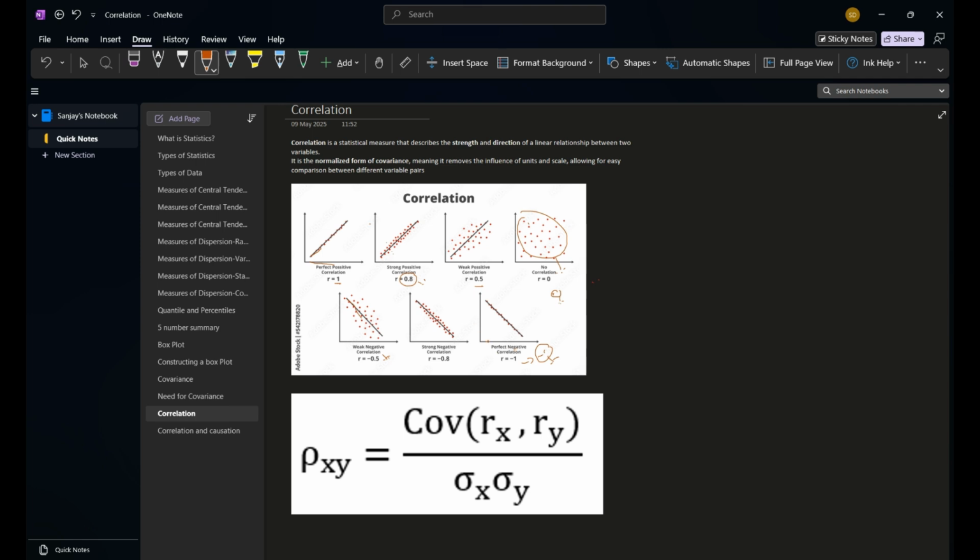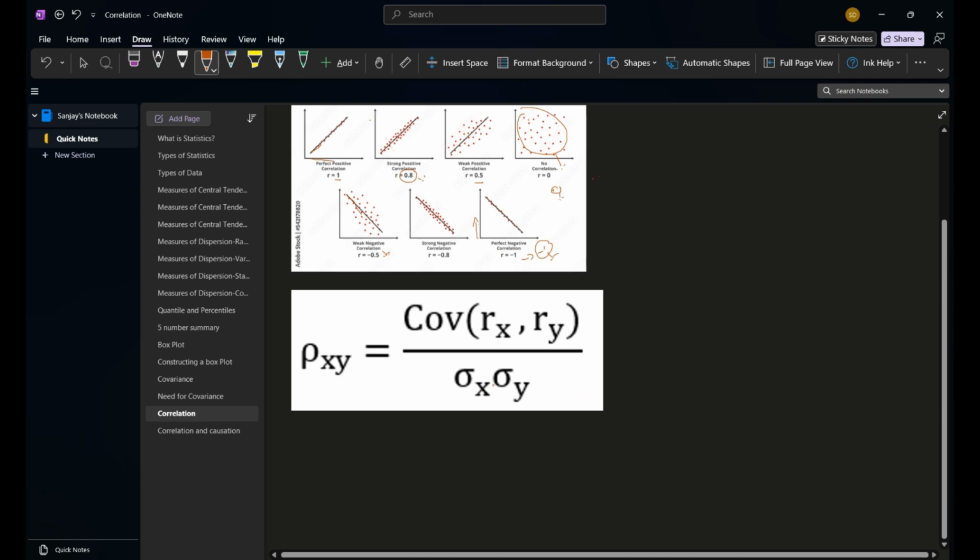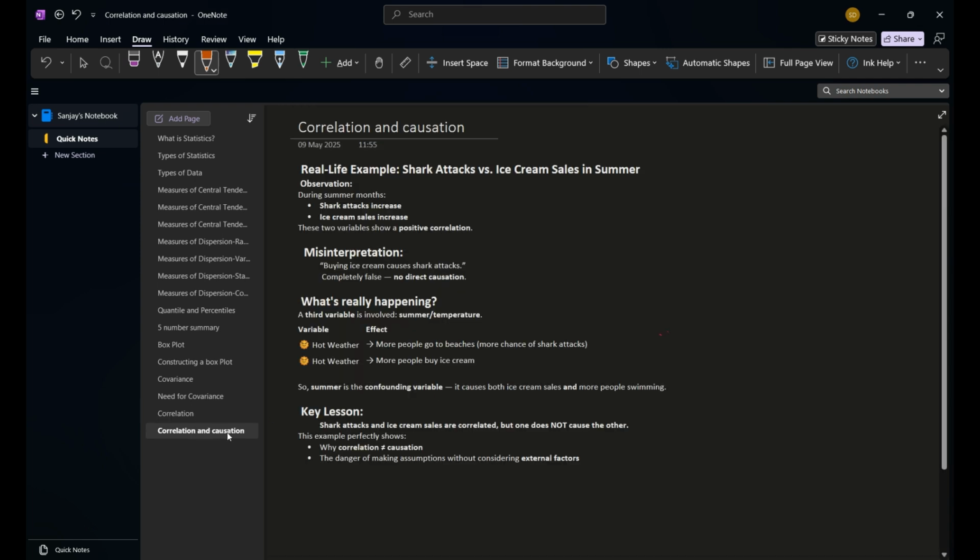Meaning if one variable is increasing, the other is decreasing. So that is the formula of covariance and correlation which we saw earlier.